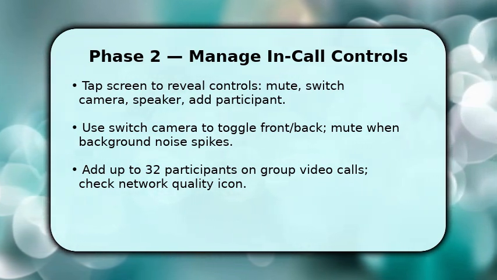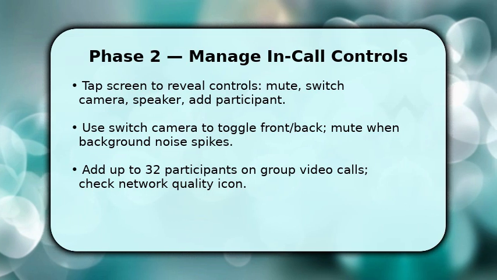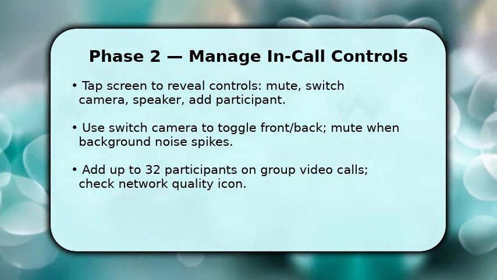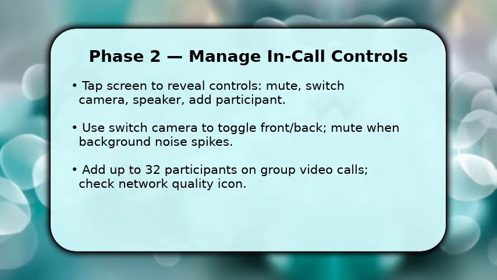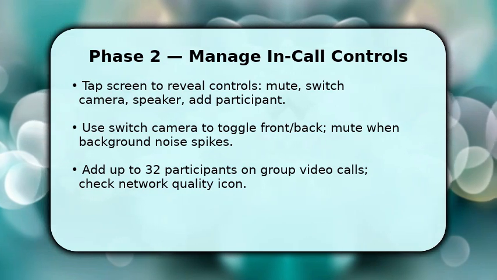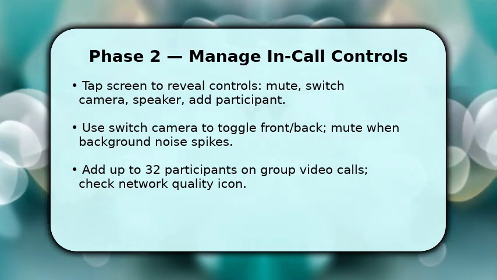To add people, press Add Participant or Invite from the chat. WhatsApp supports many participants in group calls. Keep an eye on the network quality icon. Make sure to switch to Wi-Fi if the call degrades. Adjust video resolution in settings if data or bandwidth is limited.